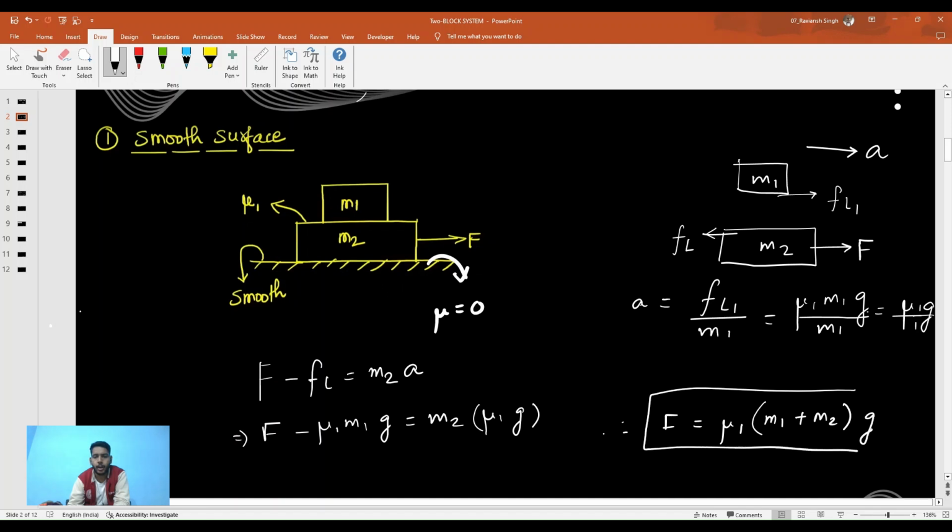This particular amount of force is the limiting force till which the blocks will move together, or we can say that sliding will not occur between these two blocks. The moment the force becomes greater than this value, slipping will start.